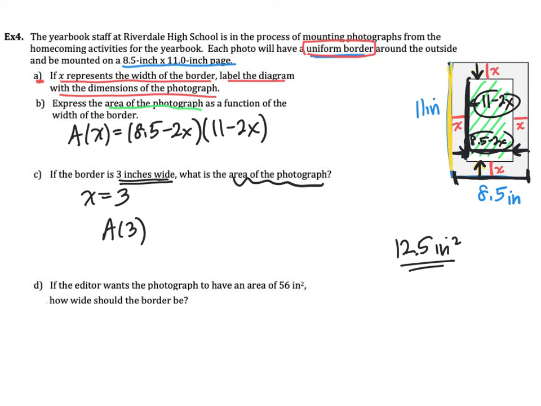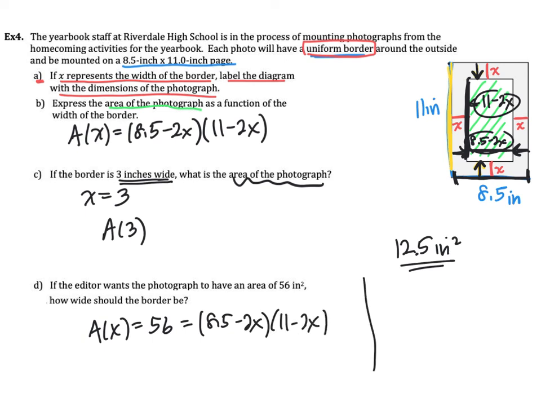You should do it. And then lastly, it says if the editor wants the photograph to have an area, so this time they're giving you the area. So the area is 56 inches squared. How wide should the border be? So this is where you have to use your calculator. You're going to graph, right? So you're going to have your two zeros. Here's a 0 and here's a 0.